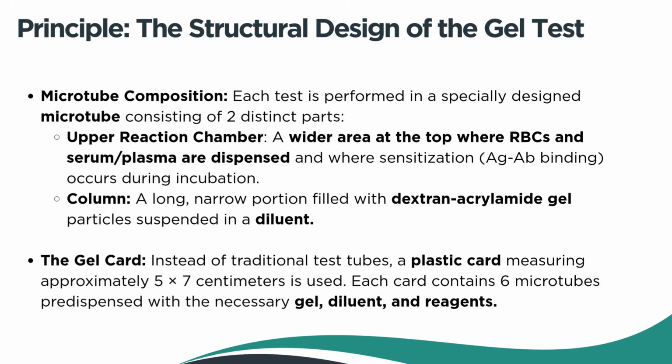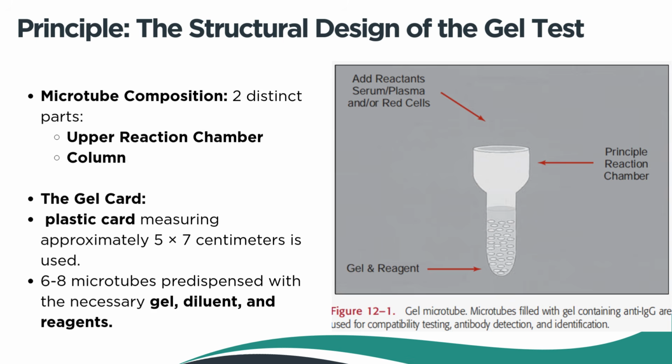We also have the column, which is long and narrow. It is a narrow portion filled with dextran acrylamide gel particles suspended in a diluent. So that's the column. And then additionally, the gel card replaces traditional test tubes. Test tubes will no longer be used if you are using your gel card, of course, with a compact card containing 6 to 8 pre-dispensed microtubes with gel, diluents, and reagents. These innovations enhance the efficiency of the testing process.